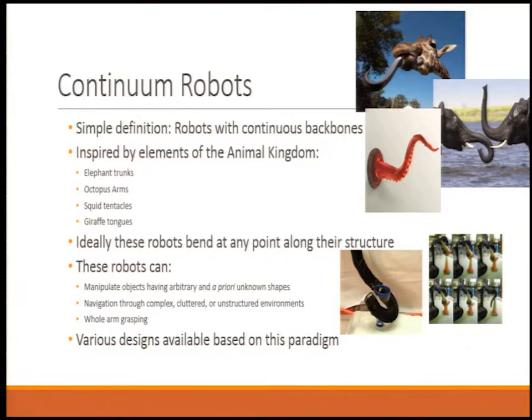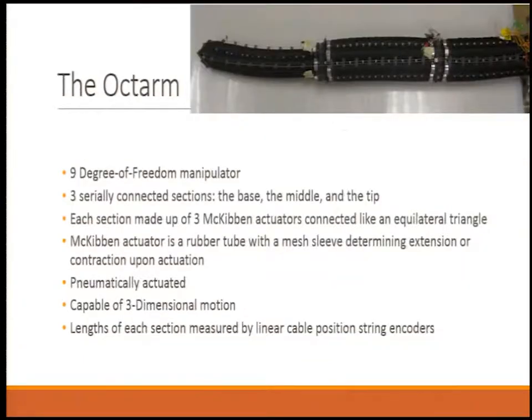Now, there are various designs available based on this paradigm. We have a pneumatically inspired robot called the OCT-arm, which has 9 degrees of freedom. It has 3 serially connected sections, the base, the mid, and the tip, and it is based on McKibben actuators. It's capable of 3D motion and is therefore redundant, and we have string encoders along the length to measure the length and curvature of every section.